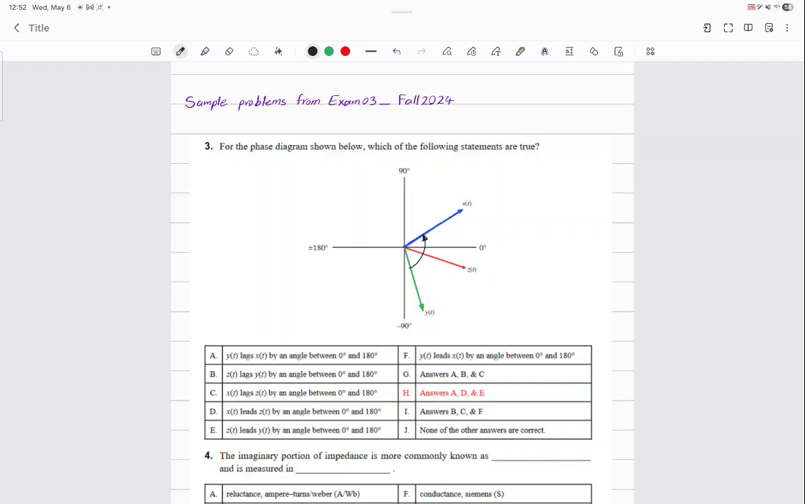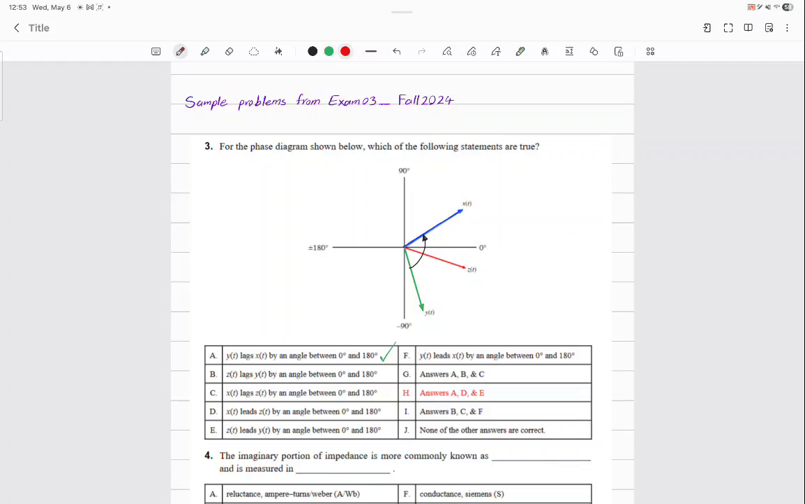I'm going to give you two statements. Let me know if you agree with them. By this black angle, Y is lagging X. Do you agree with that? By this black angle, X is leading Y. Do you agree with that? Okay, let's look at choice A. Y(t) lags X by an angle between 0 and 180. That is correct. Let's go to choice B.